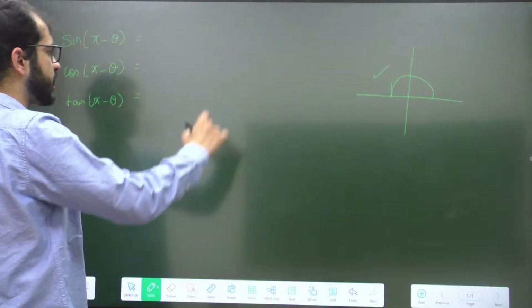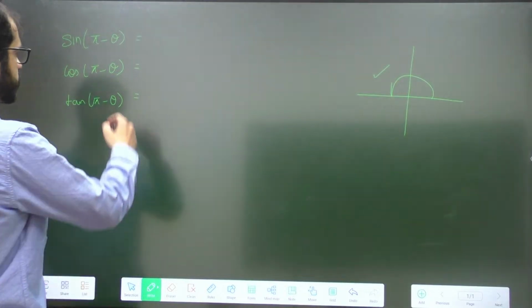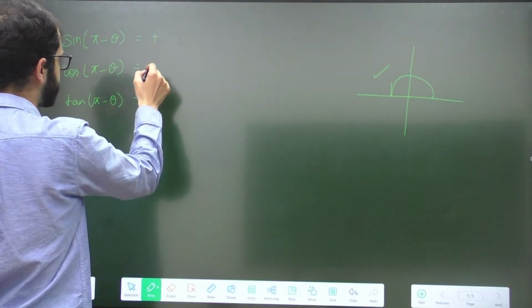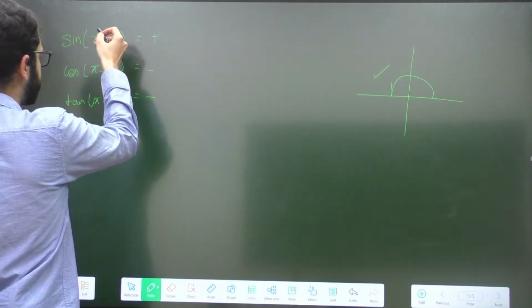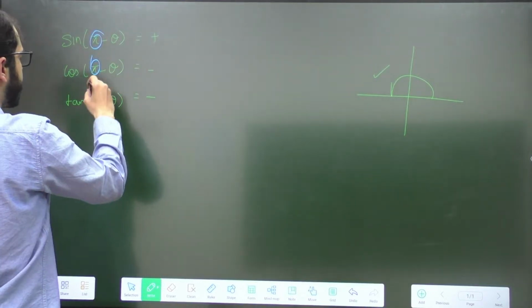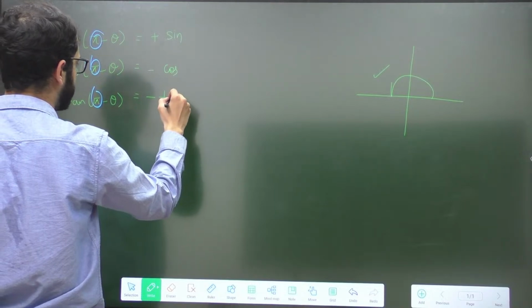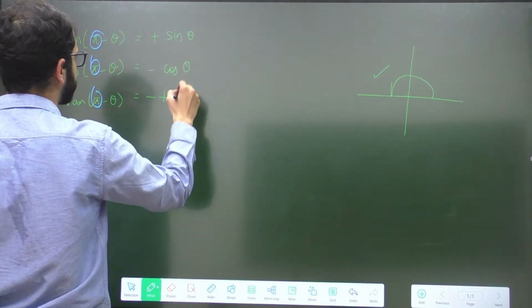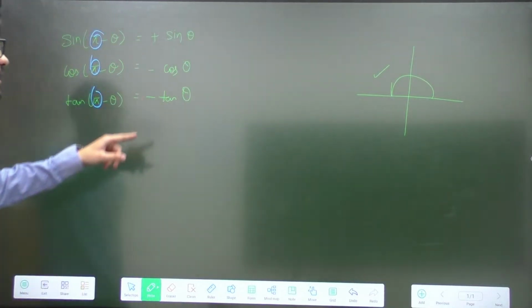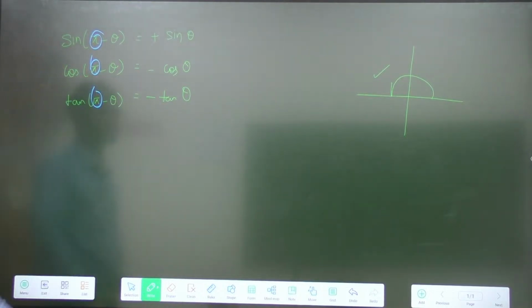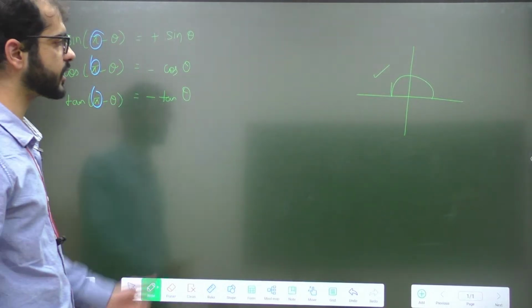If I am in the second quadrant, only sine is positive, the other two are negative. So I'll put a plus sign, minus sign, minus sign. Since they are multiples of pi, sine will remain sine, cos will remain cos, tan will remain tan, and we are going to put theta. So sin(pi minus theta) is plus sin theta, cos(pi minus theta) is minus cos theta, tan(pi minus theta) is minus tan theta.